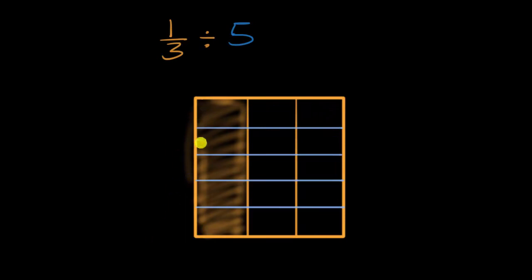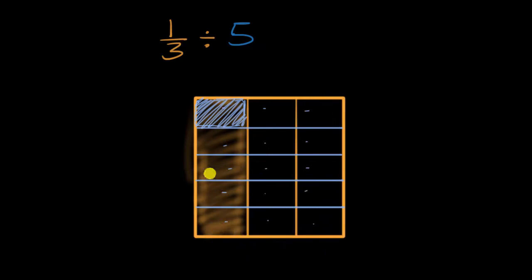Now, if I go to my original third and I divide it by 5, I would be left with this right over here. But what fraction is this of the whole? Well, what I've done now is I've split my whole into 15 equal sections. How do I know that? Well, I could count them. 1, 2, 3, 4, 5, 6, 7, 8, 9, 10, 11, 12, 13, 14, 15.